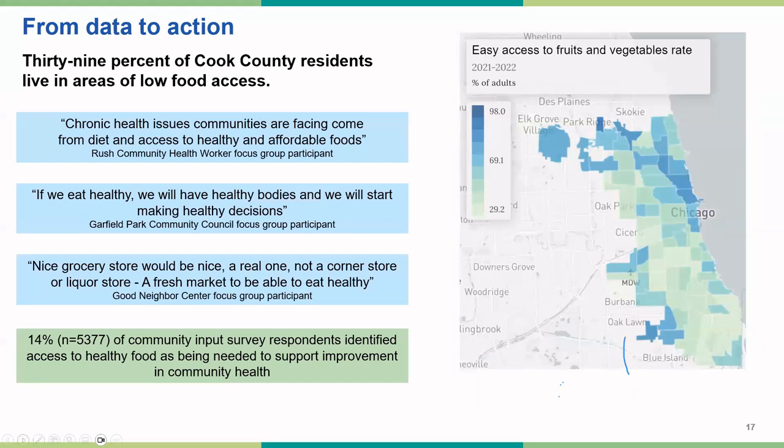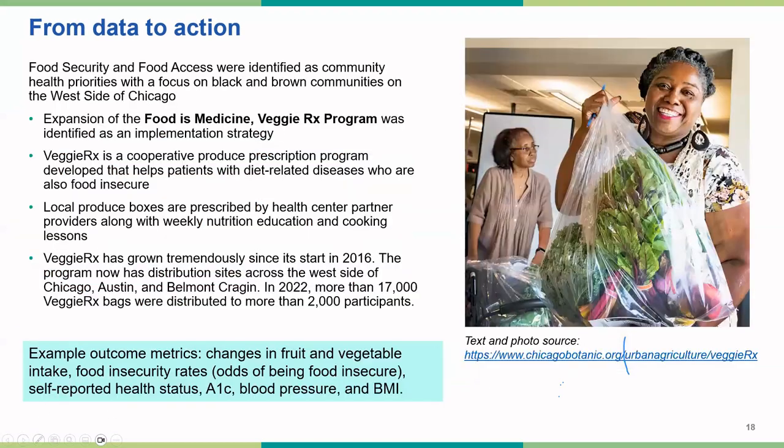Real quick, here's an example of what that looked like. This is something that I've presented to other collaborative processes in other states of how we take the data to the action. So this example from our last CHNA, we saw both survey data and secondary data really highlighting that access to fruits and vegetables are important. So we work to support and form a work group around food is medicine, expanding food is medicine and Veggie RX programs.